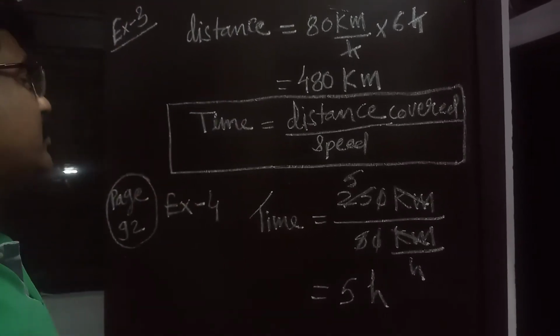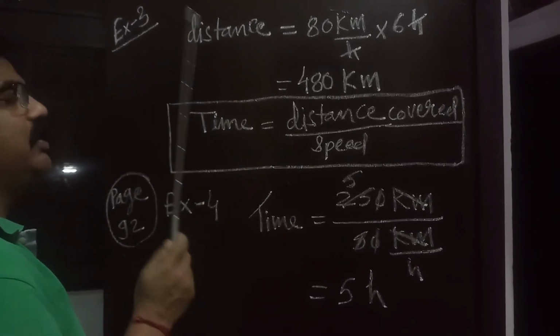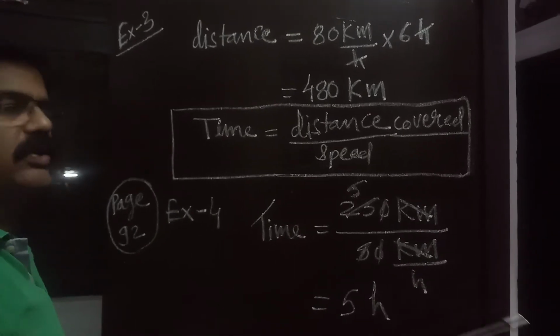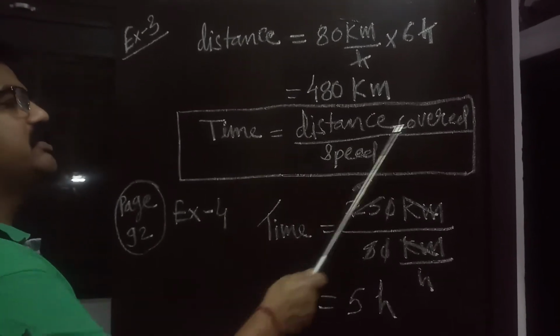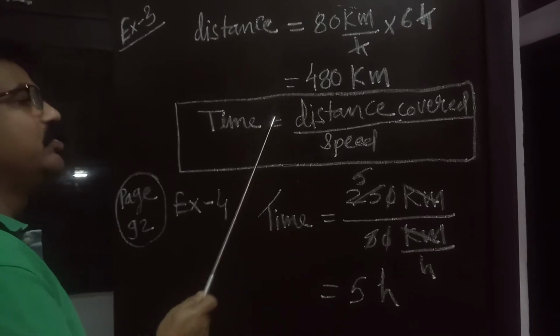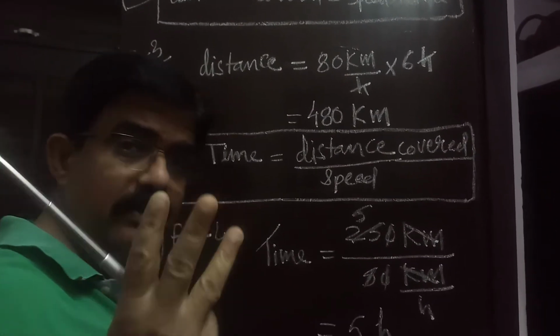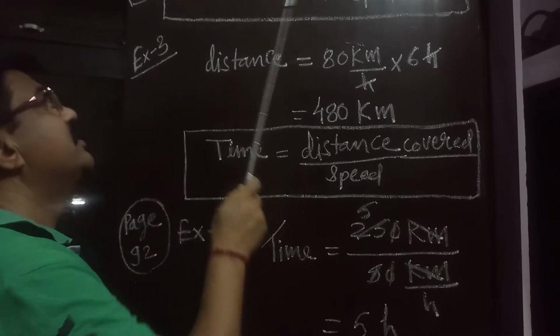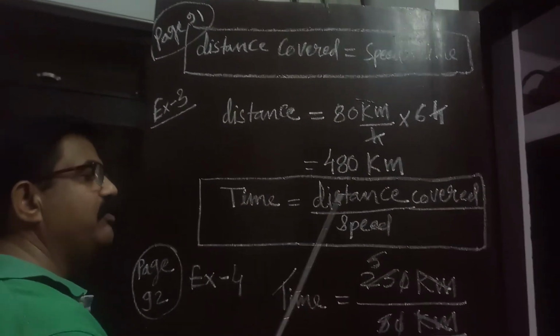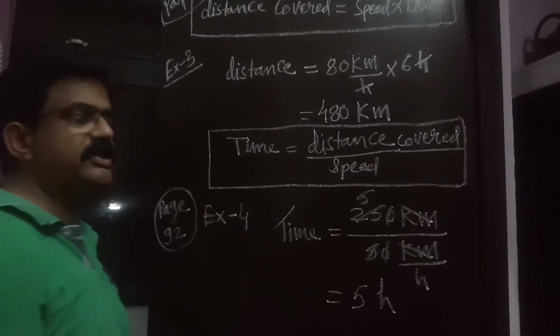Then how do we calculate time? By the same formula you can also calculate time, but time is equal to distance covered upon speed. You learn this also. Okay, how many formulas do you have to learn? 3. Average speed, then distance covered, then time equals distance covered upon speed.